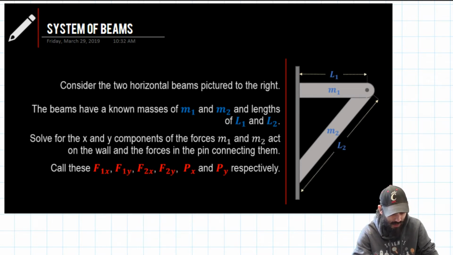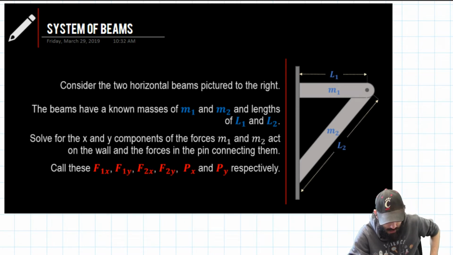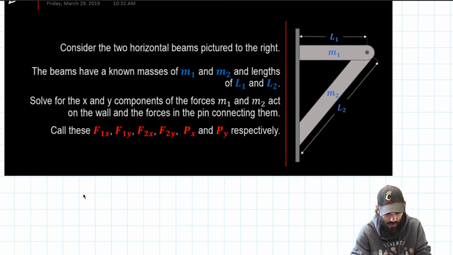So the statement of the problem says, consider two horizontal beams pictured to the right. The beams have known mass M1 and M2 and lengths L1 and L2. Solve for the X and Y components of the forces M1 and M2 act on the wall, the forces in the pin connecting them, and then this is the way that I'm going to denote what these forces are.